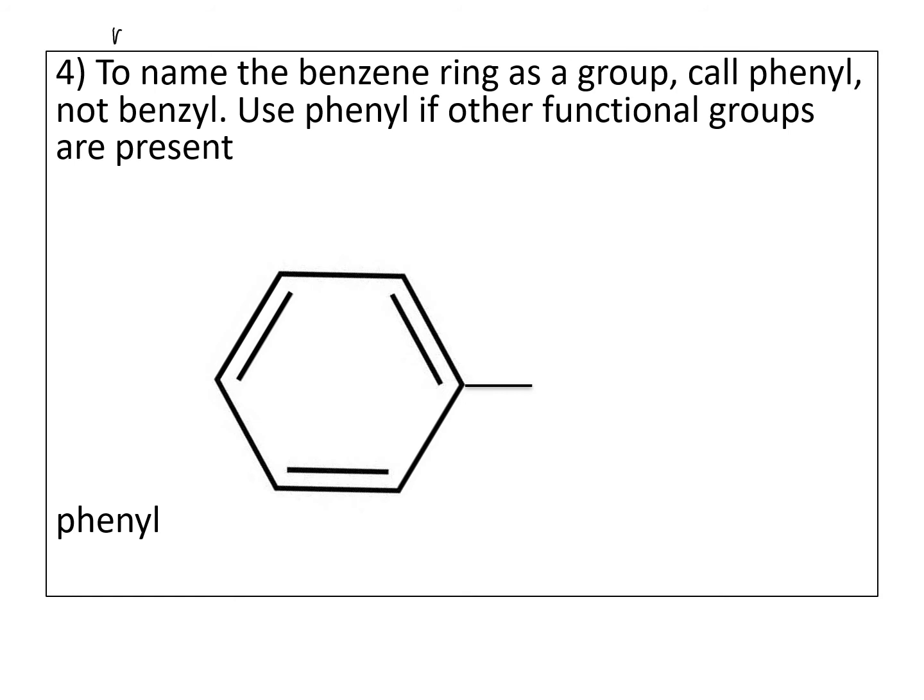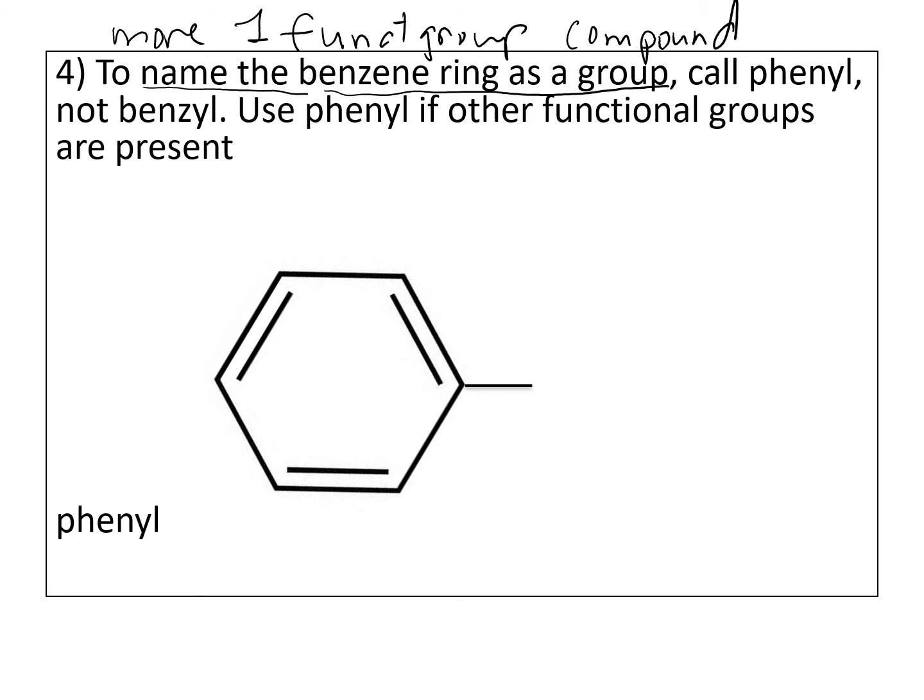If you have more than one functional group in your compound, benzene is going to be named as a group and not as the parent. The benzene, when named as a group, will be called phenyl, not benzyl. You'll use phenyl if you have other functional groups present. So this would represent phenyl. The line means this is attached to something else.